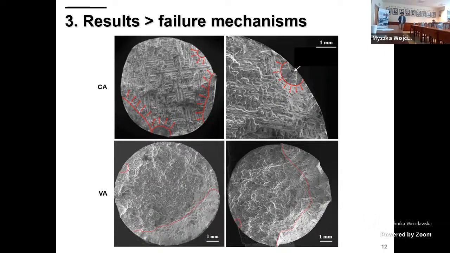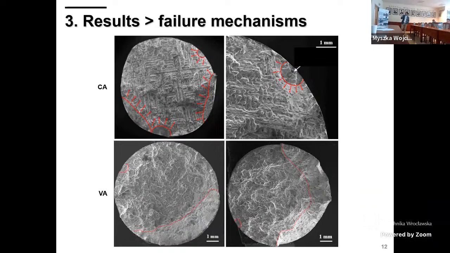So to conclude my presentation, I only would like to show you a few images about the fracture surfaces and the failure mechanisms. At the top, some images collected at constant amplitude loading, and at the bottom under variable amplitude loading. If we compare the fracture surfaces, we can see that the failure mechanisms are basically the same.